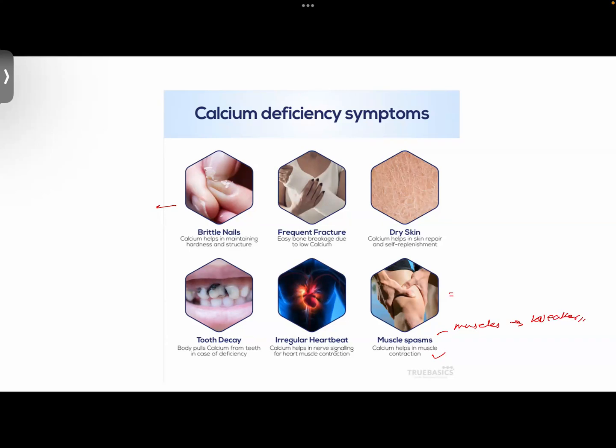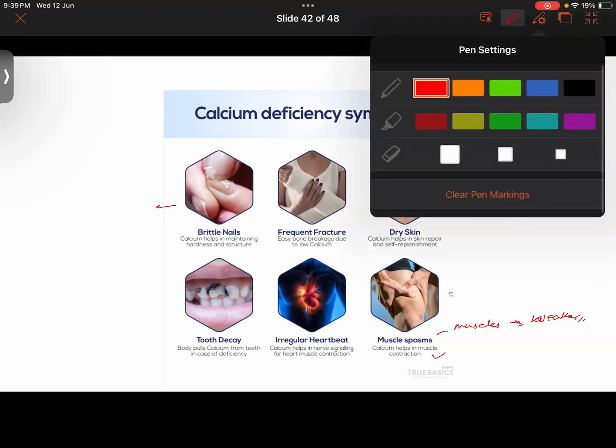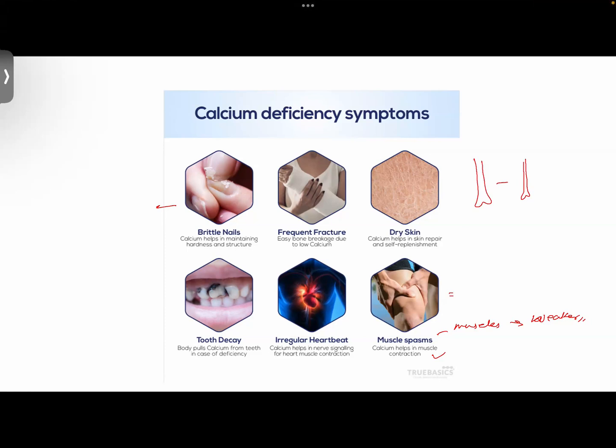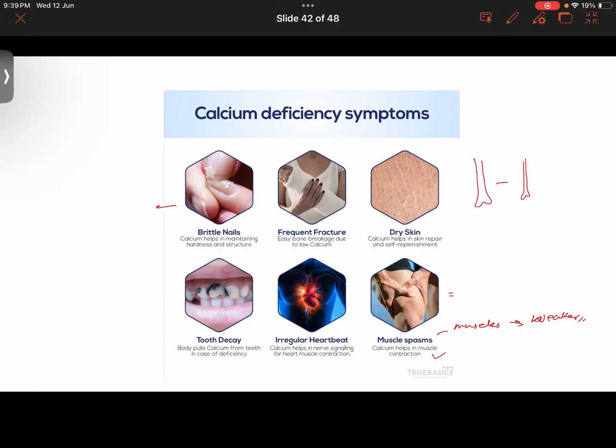Sir, how can it lead to frequent fracture? See, if the thickness of the bone reduces, its strength will become less, it will become weaker. Getting it? So that's why. Hope you have understood this so far.